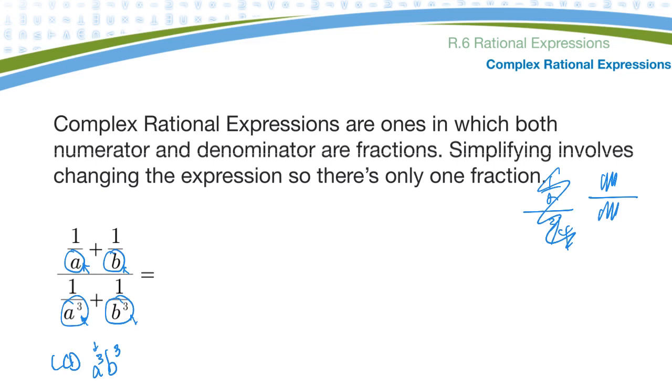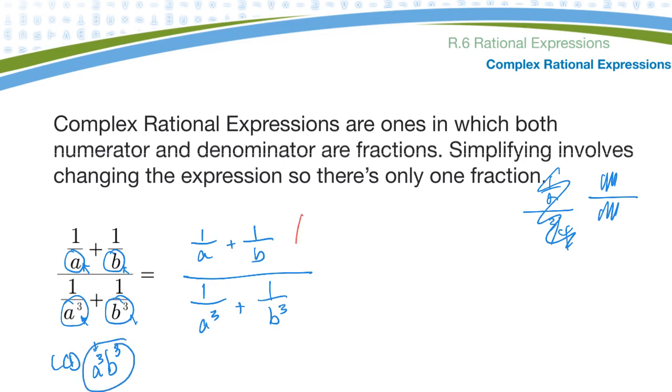Okay, so now let me rewrite this: 1 over a plus 1 over b, over 1 over a cubed plus 1 over b cubed. So my lowest common denominator is this. So I'm going to multiply the top by a cubed b cubed. And if you want to think of that as over 1, that's okay. And then I multiply that on the top, and I need to multiply that on the bottom fraction as well, on the denominator.